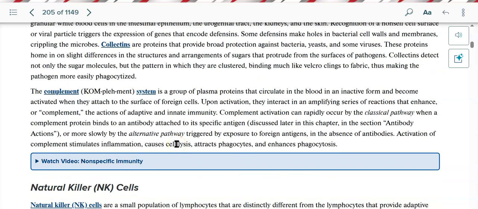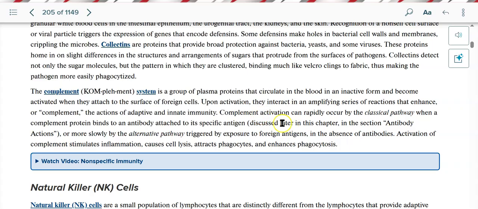Complement system, a group of plasma proteins that circulate in the blood in an inactive form and become activated when they attach to the surface of foreign cells. Once activated, they interact in an amplifying series of reactions that enhance or complement the actions of both adaptive and innate immunity. So complement activation can rapidly occur in a classical pathway, as it's called, when complement protein binds to an antibody attached to a specific antigen.